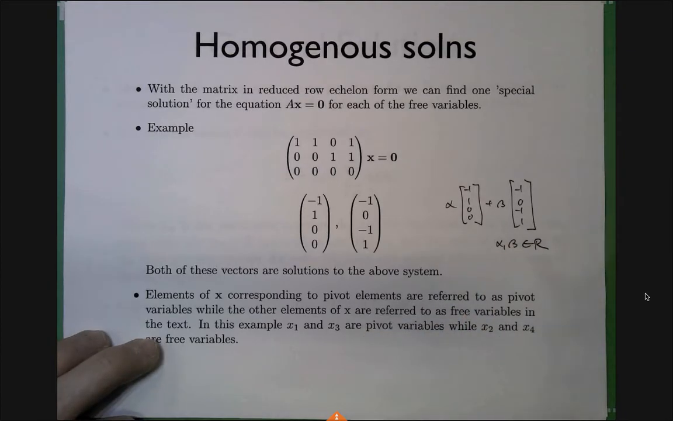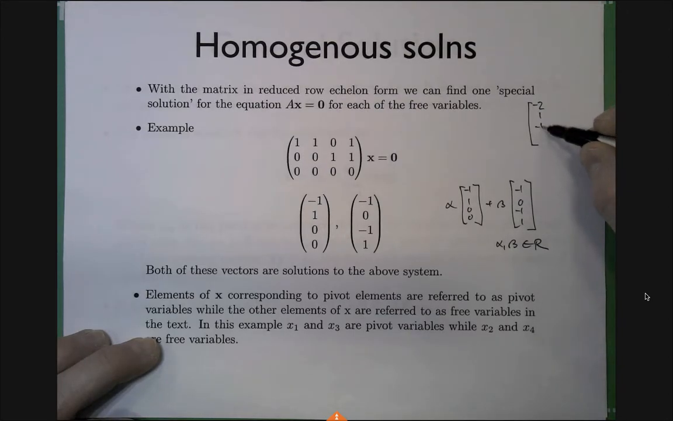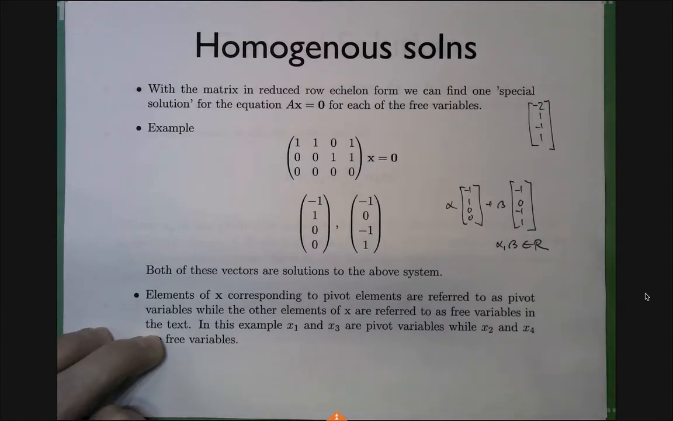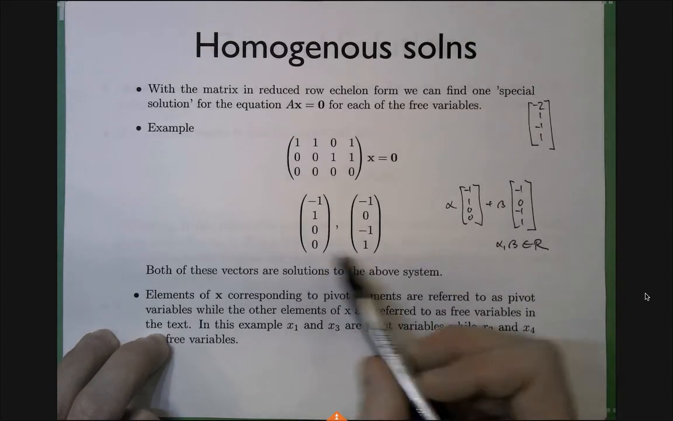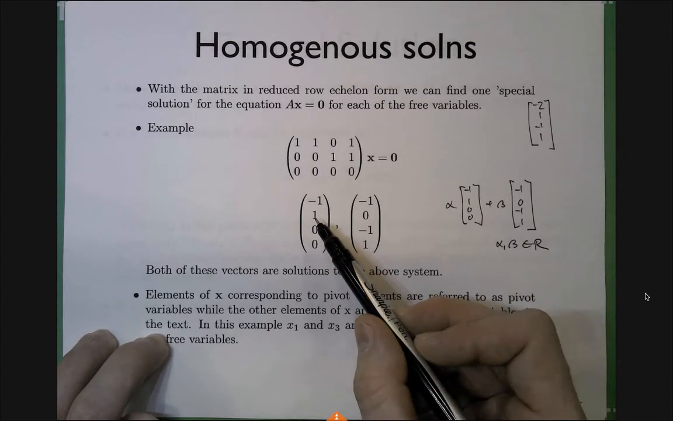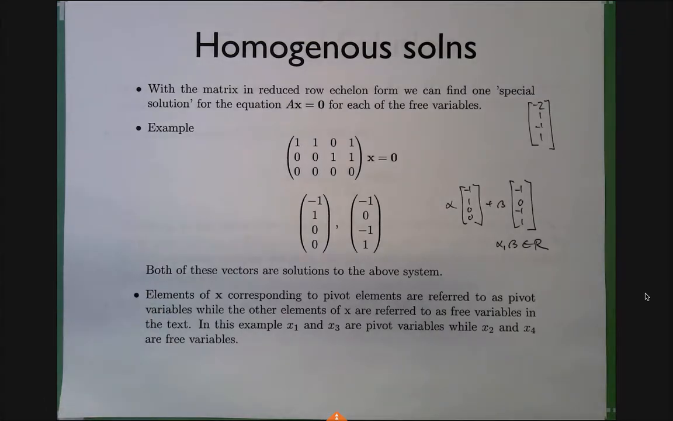So if you just plugged in, you would get this, right? You would just sum them together. So you would get minus 2, 1, minus 1, 1. Indeed, x2 and x4 is 1, right? By knowing these two vectors, you can generate a solution for any x2 and x4, right? Pick your favorite x2 and x4, I can give you a solution.